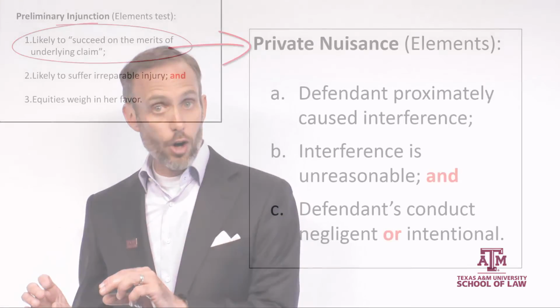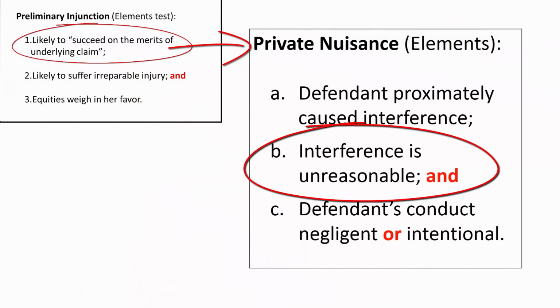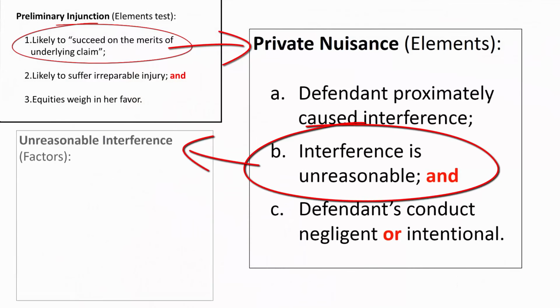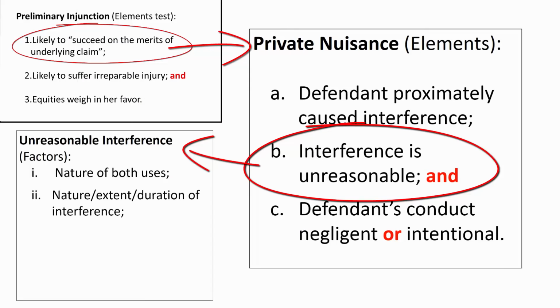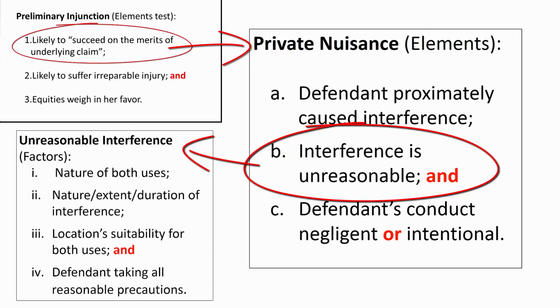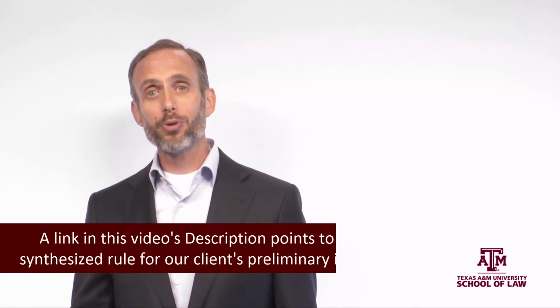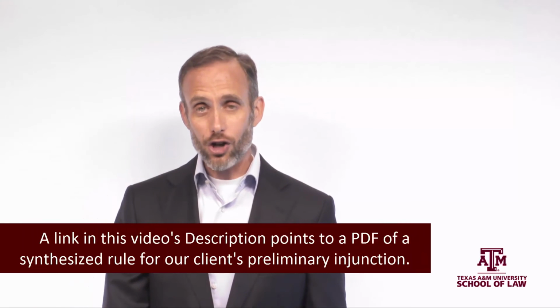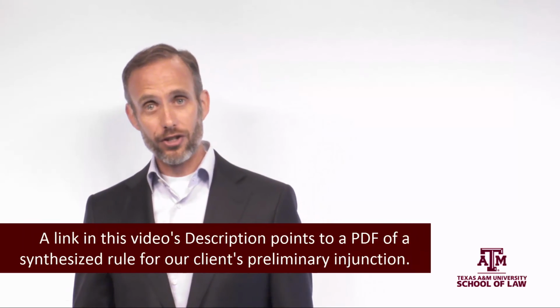Now, in the last video, we looked at the test for that second element of private nuisance, whether the interference is unreasonable, and we saw that that is itself a factors test where the court has to consider 4 factors to determine whether they weigh in favor of the plaintiff or the defendant. So when we've put together all 3 parts of the rule, we have synthesized a complete rule that tells us what our client has to prove to get that preliminary injunction for private nuisance.